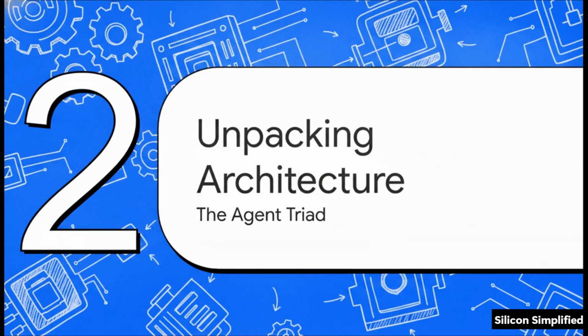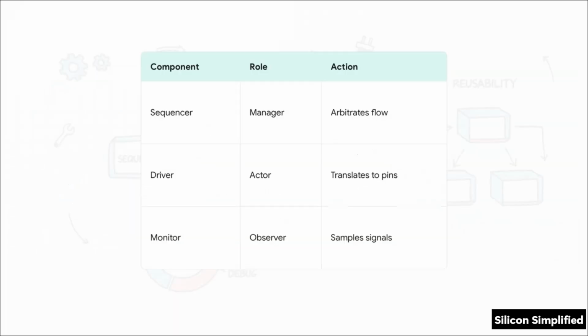Moving on to Section 2, Unpacking the Architecture. Now that we have the foundation set, let's pull this agent apart and see how it works under the hood. Internally, this whole architecture is built on what we call the agent triad. It's basically 3 distinct components that chunk the workload into really specific roles that play perfectly together.